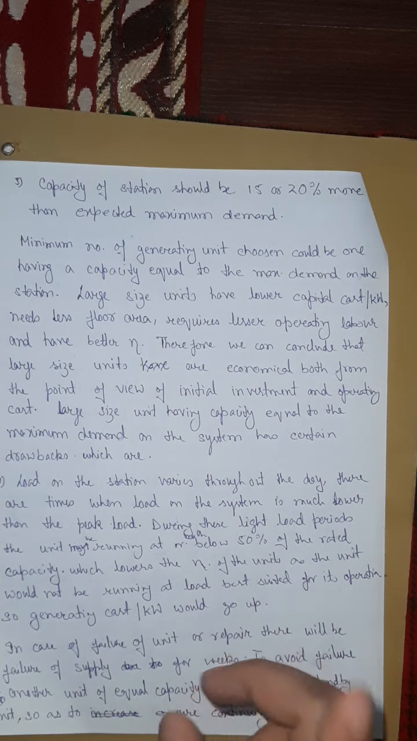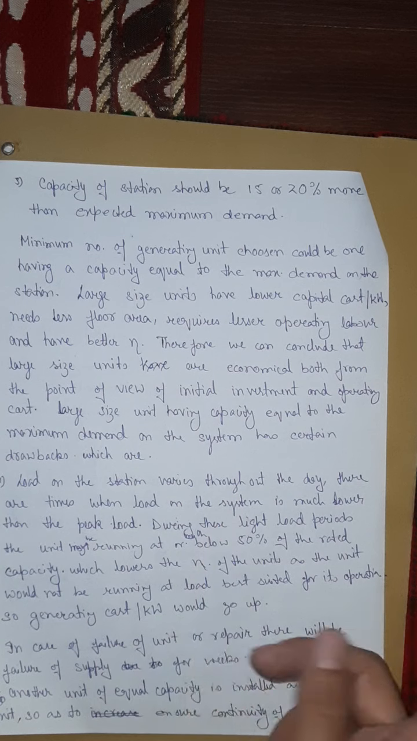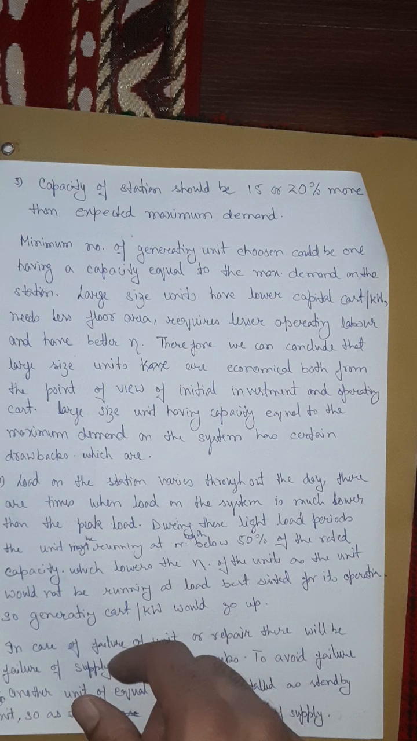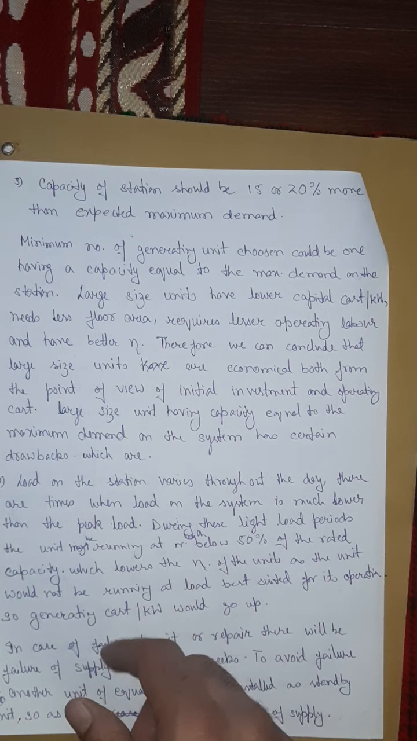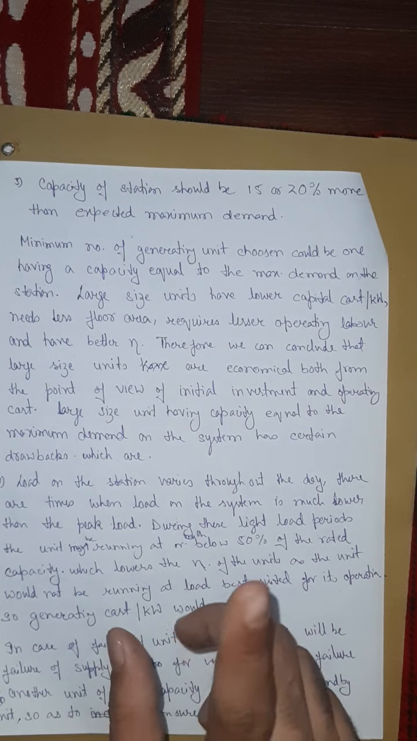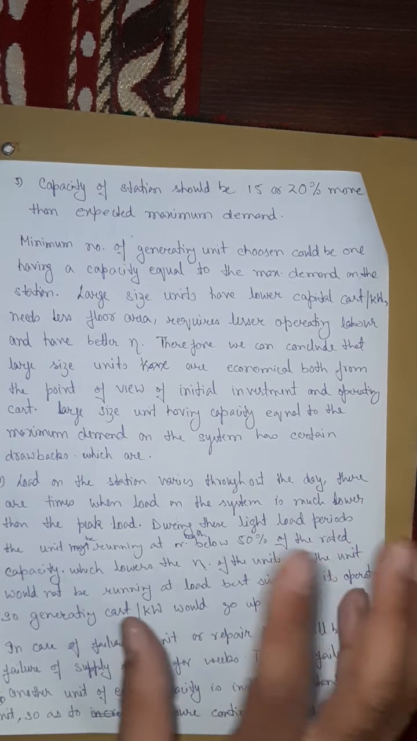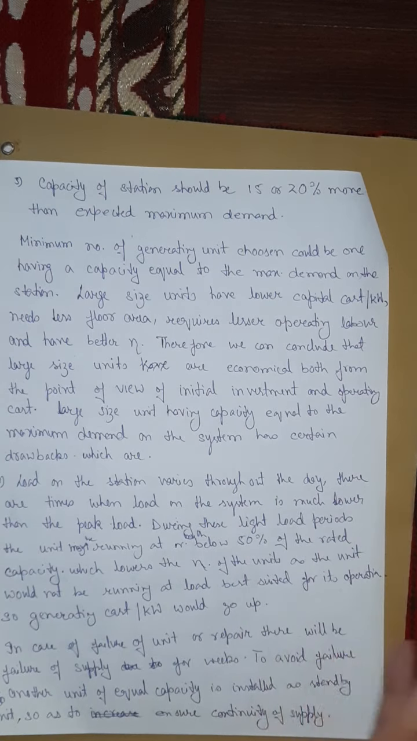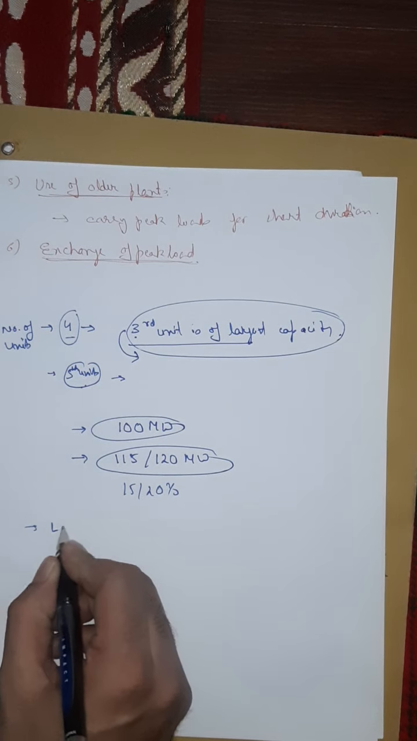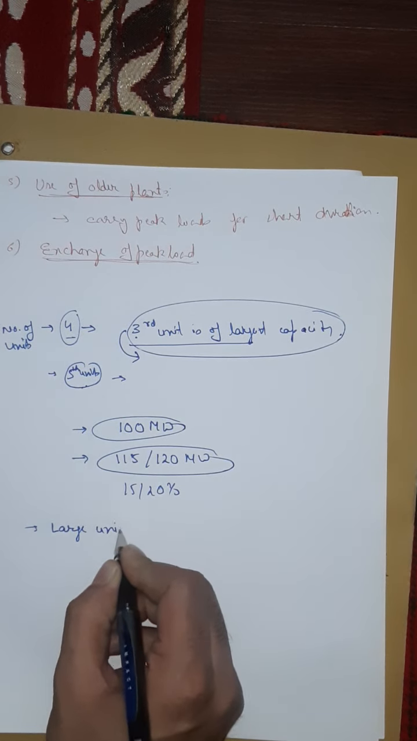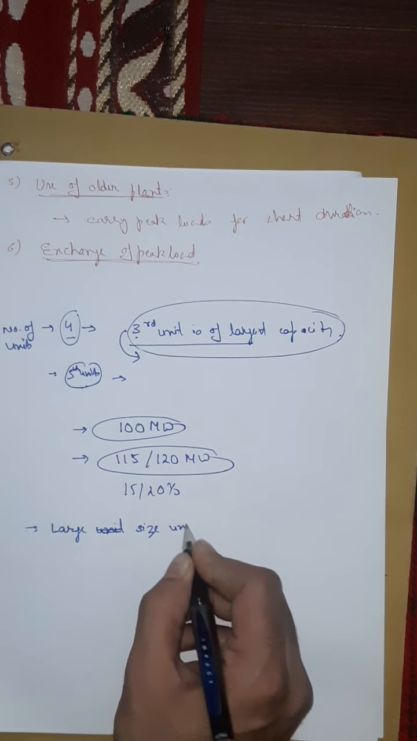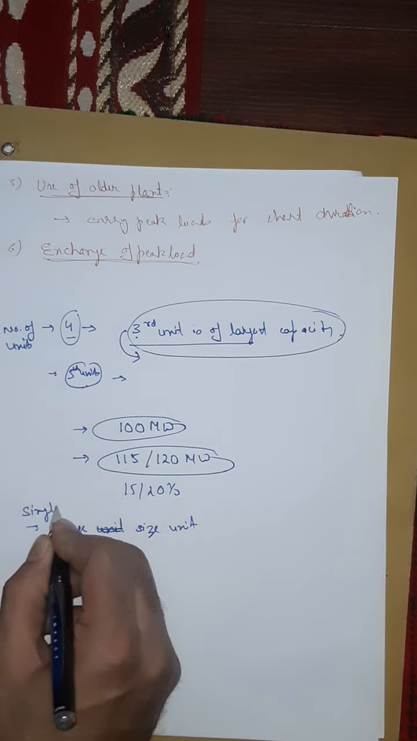So if you say that minimum there should be 1 generator, and the capacity of that single generator should be equal to the maximum demand, what will happen? It will have certain advantages and disadvantages. So what are the advantages? Suppose I am using a single large size unit.